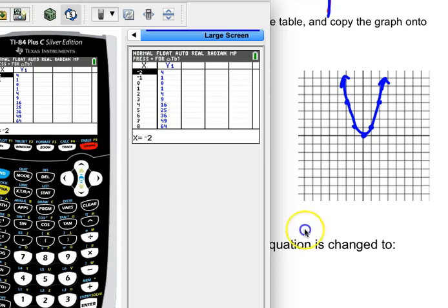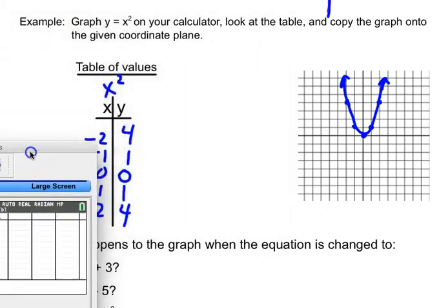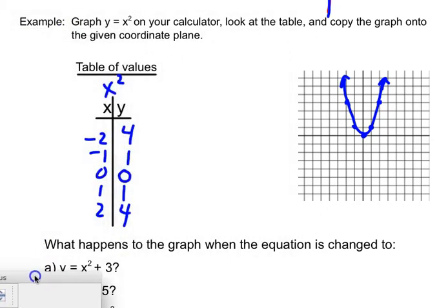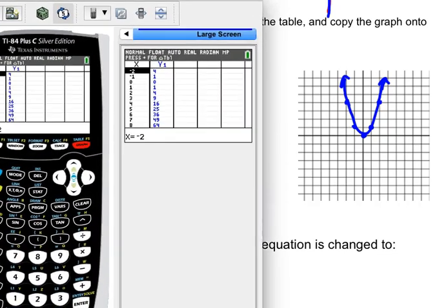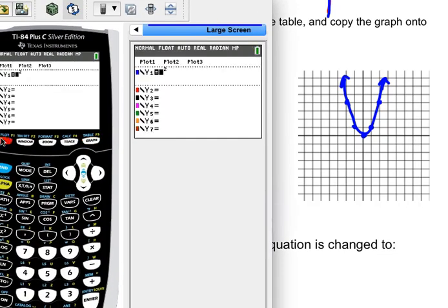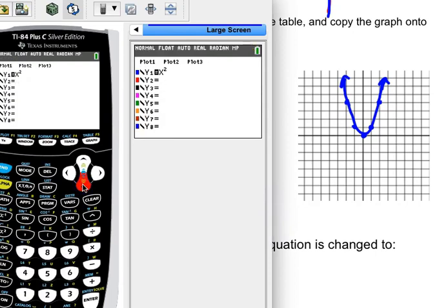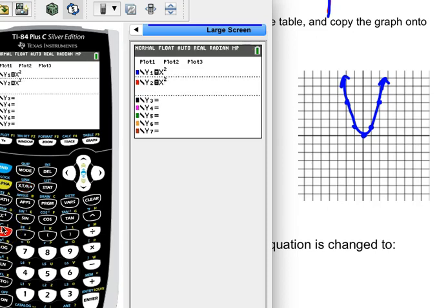Okay? All right, so what happens if I add 3 to it? Well, based on what I said at the top in our directions, if you add or subtract at the end, that's going to move it up or down. So that should simply move it up 3. Let's check it out. Let's go to y equals. I'm going to go to y2. X is to the right of the alpha key. Squared is 3 down from the alpha key. I'm going to do +3.